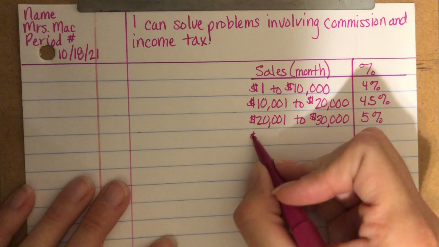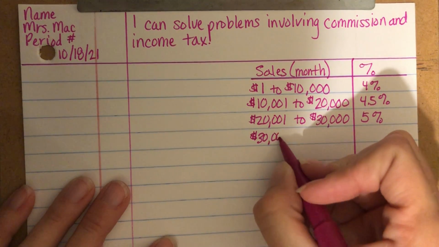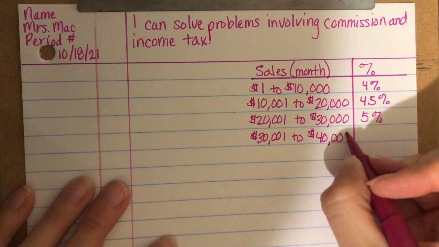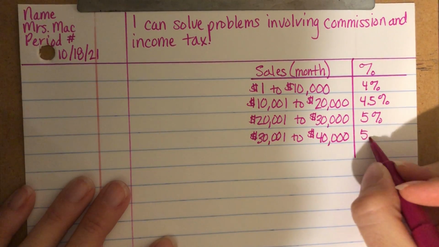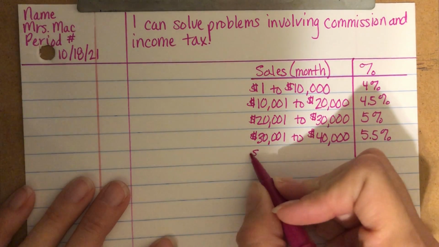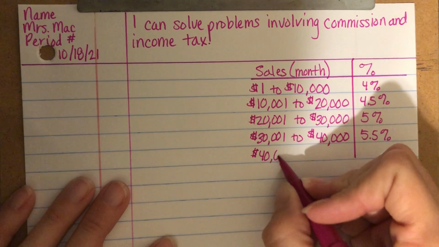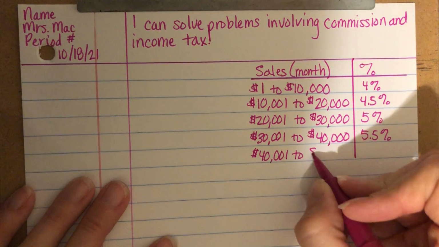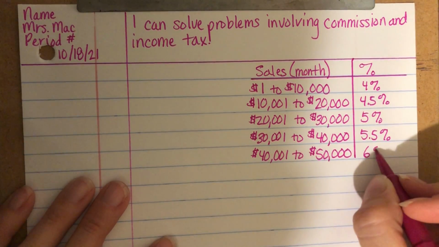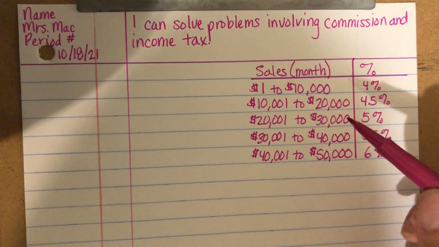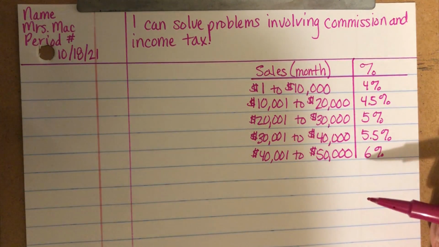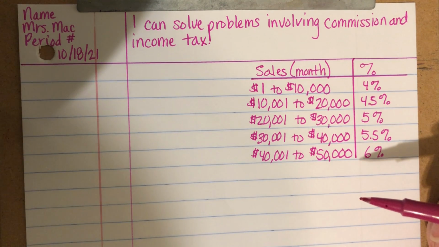If she sells $30,000 to $40,000, she makes 5.5% in commission. And then if she sells $40,000 to $50,000, she makes 6% commission. So not only is there an incentive to sell, but to sell more, because the more you sell, the bigger percentage you get. So let's take a look.